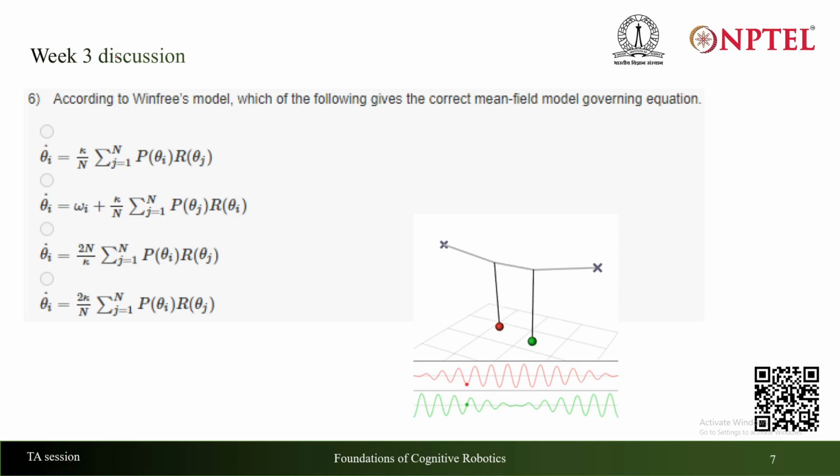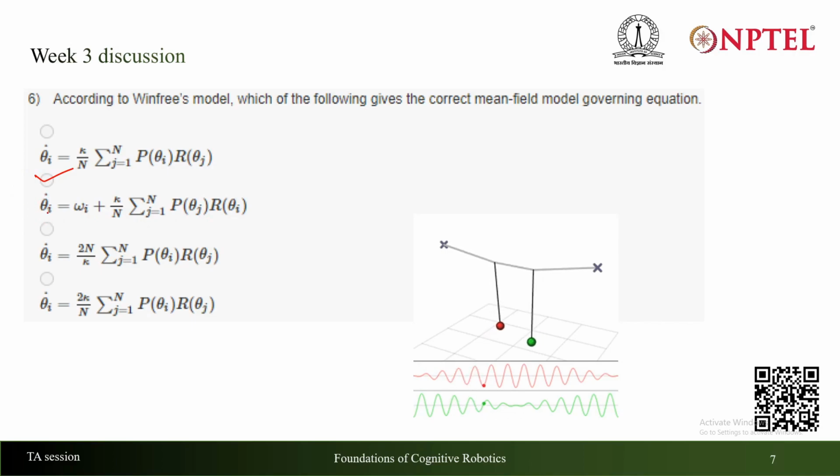Coming to question 6, according to Winfree's model, which of the following gives the correct mean field model governing equation? So you have four options. Basically this is how a group of oscillators synchronize with each other, and that is given by this. So the correct answer is option B. I'll explain what each term in option B is.